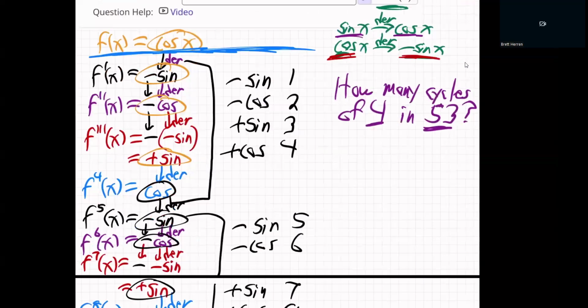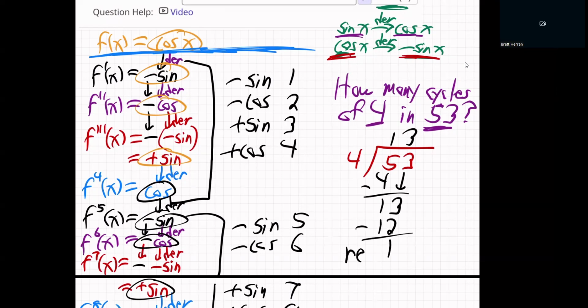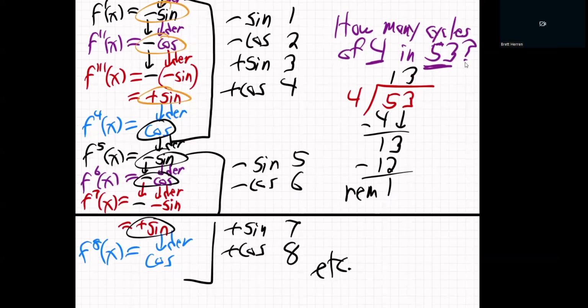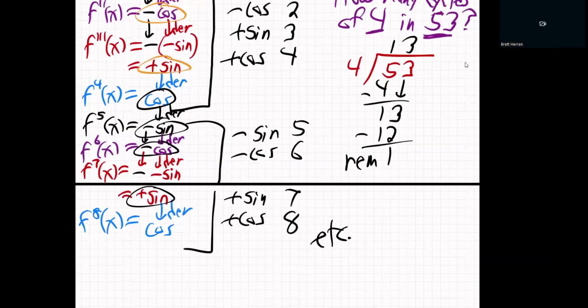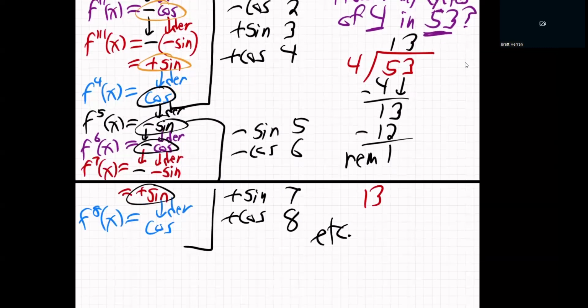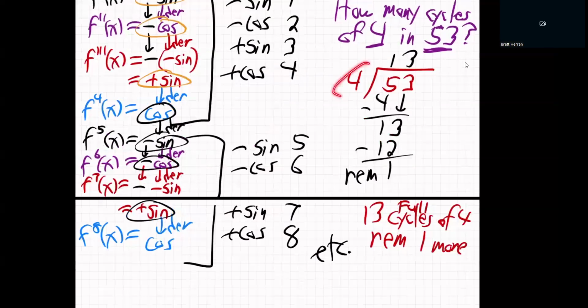Well, you can just long divide. So four goes into 53 how many times? Well, let's do a little long division here. Maybe it's been a while since you've done this. Four goes into 13 three times. That's 12, and that's your remainder. So what does that mean? That means there are 13 full cycles of four, with a remainder of one more. So four goes into 53 13 times with one remaining.